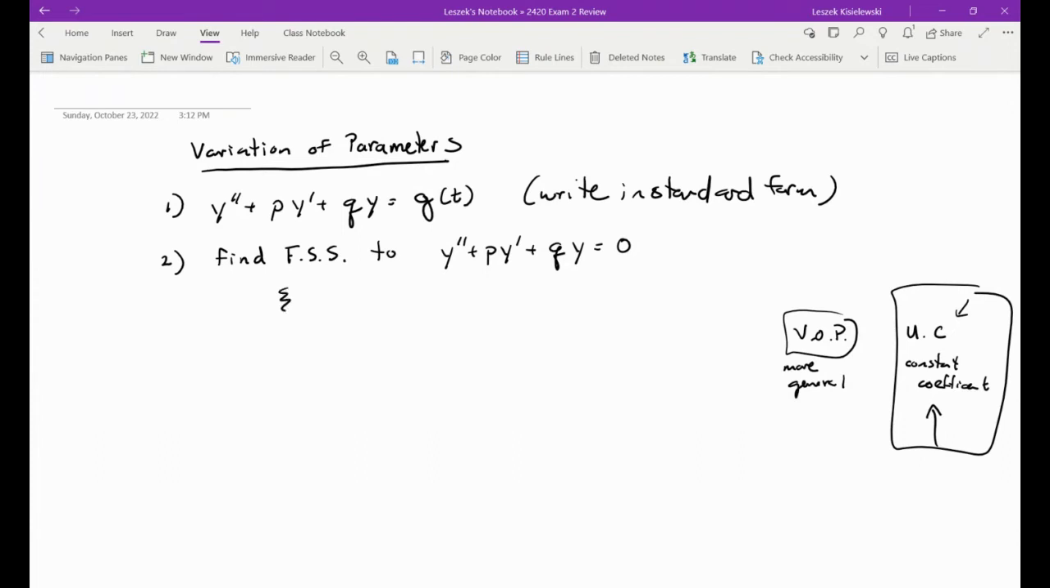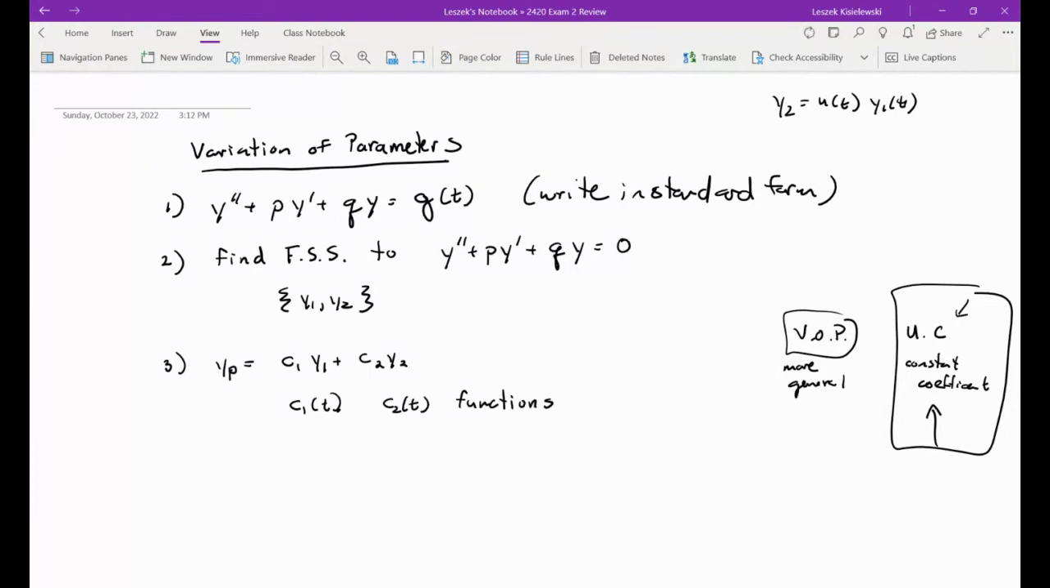Okay, so we get our fundamental solution set. And then we're going to assume that our particular solution looks like a combination of the fundamental solution set. But here, C1 and C2 are functions of the independent variable. So very reminiscent of our assumption for reduction of order, where we assumed the second function in our fundamental solution set was some function times the first. That was for reduction of order.